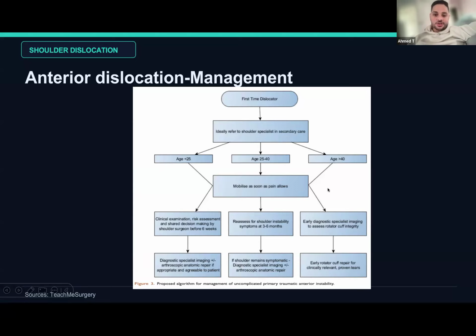Above 40, very high incidence of rotator cuff injury. So you see them in clinic in 6 months as well, and repair if there's a proven tear, given that the patient is fit enough.